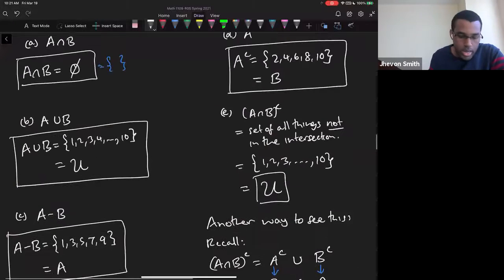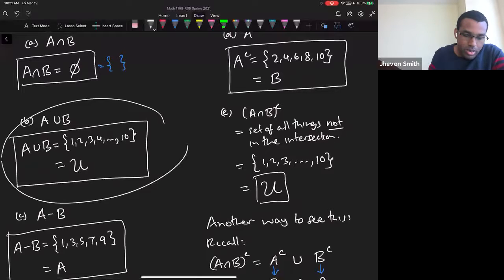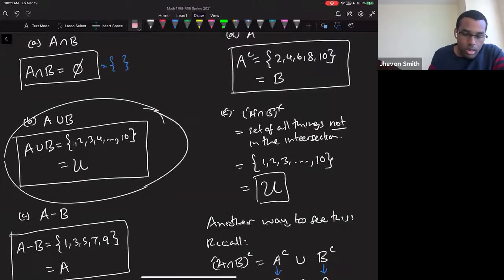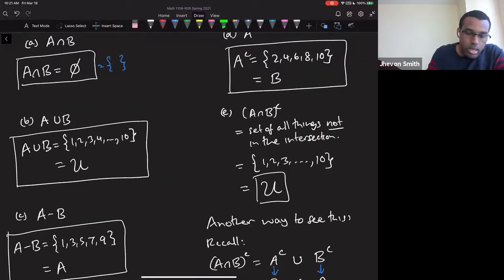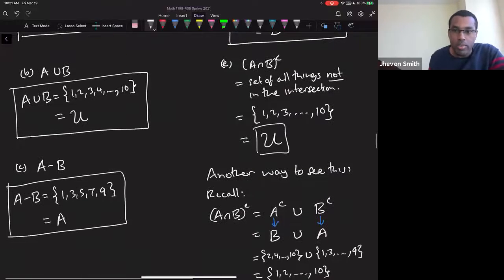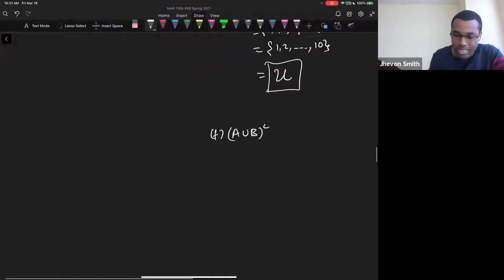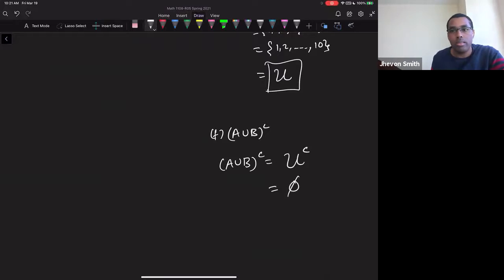Similarly, A union B is everything. We saw that right here, which means we want the opposite of everything. What is there that is not in everything? Well, nothing, right? A union B complement is the universe complement. This is going to be the empty set.